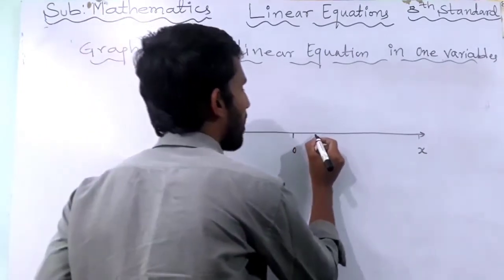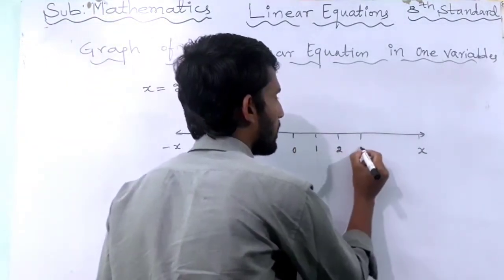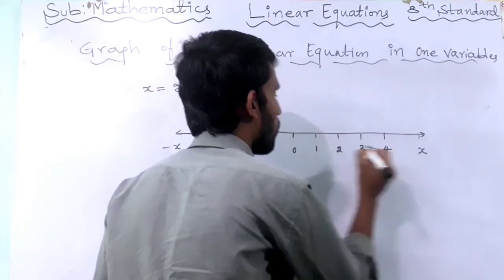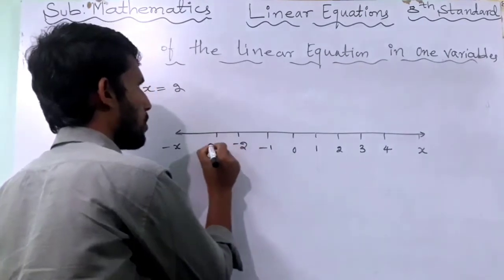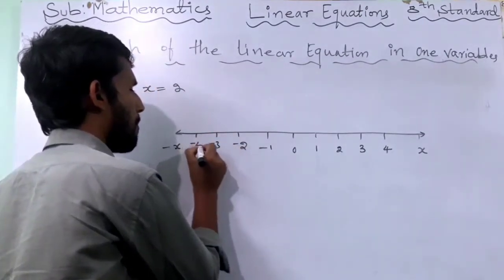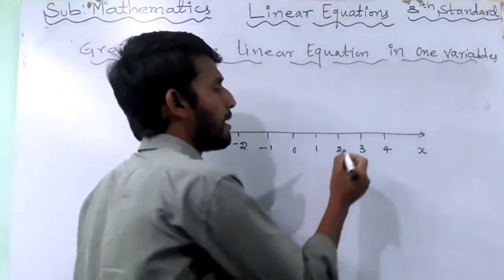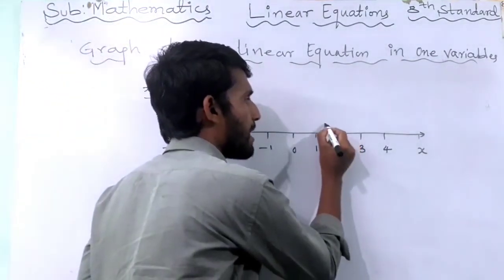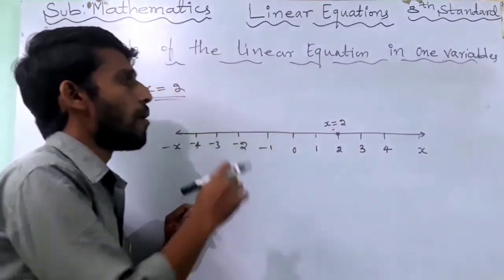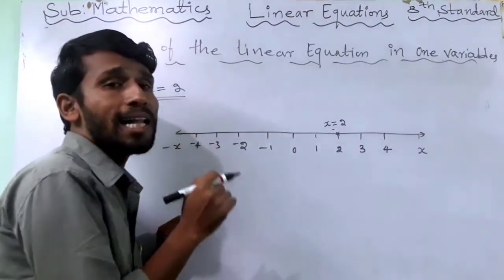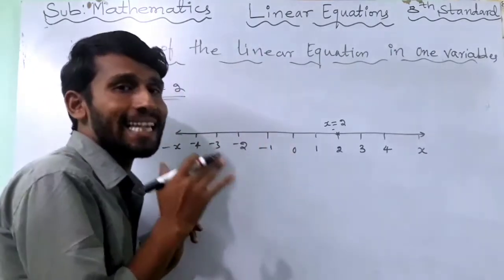Okay, see, I am marking here 1, 2, 3, 4. This side -1, -2, -3, -4. Here we have x is equal to x. See, this is the x is equal to. Okay, this is the one method to mark a linear equation in one variable on the number line.